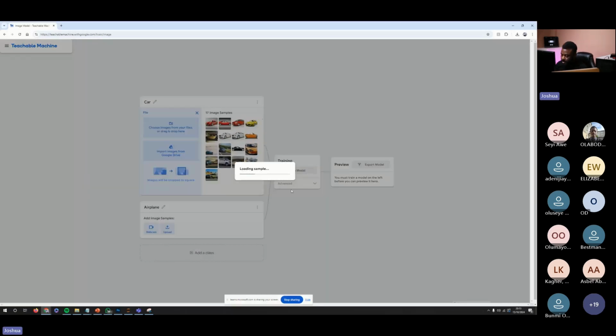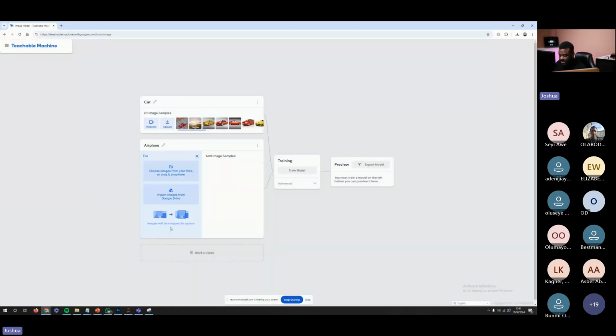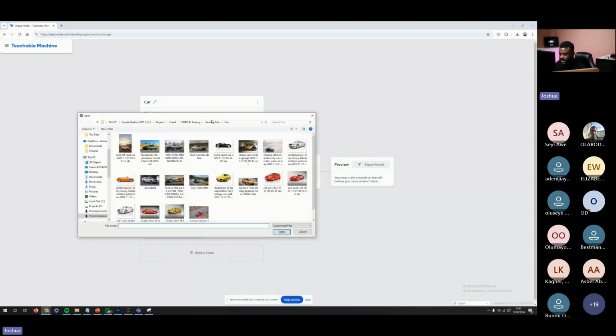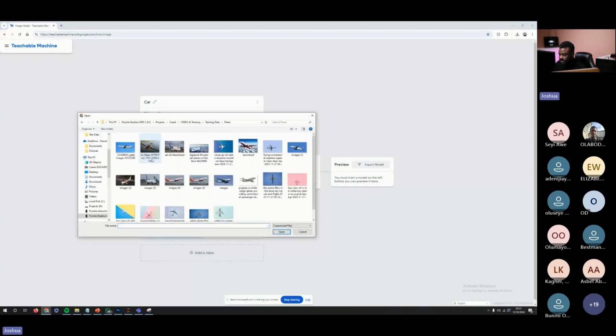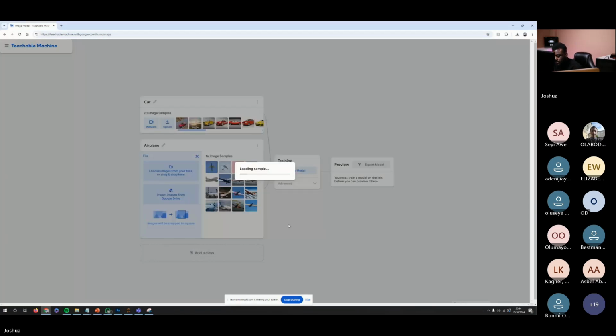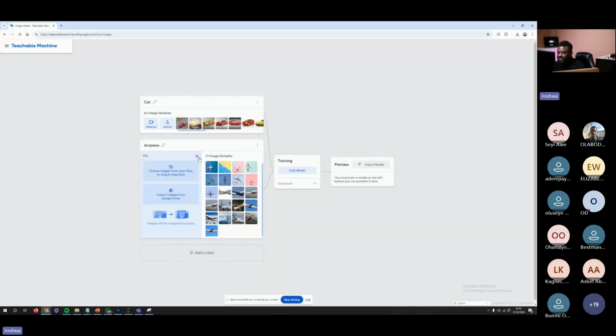It will load it. And I'll just give it a second. And I'll go to my airplane and do something similar. I'll say upload. I choose the files from here. And I'll go out and now select my airplane. So now I have my two classes, one with airplanes and one with cars.